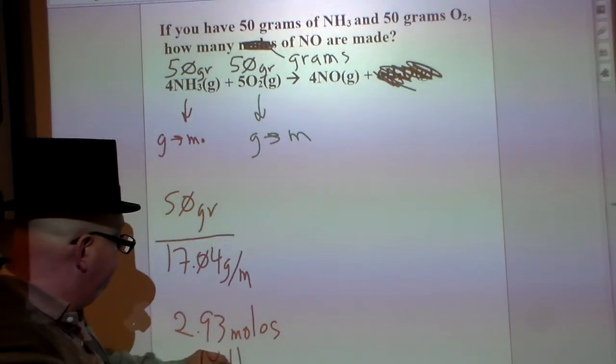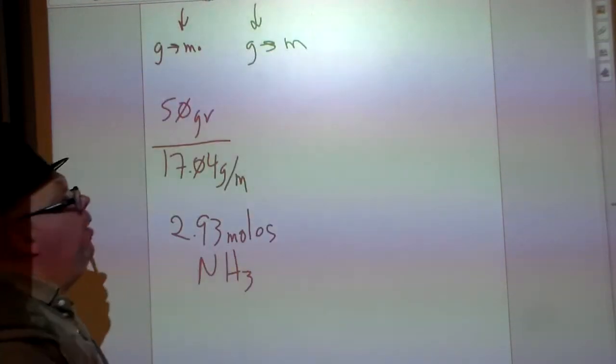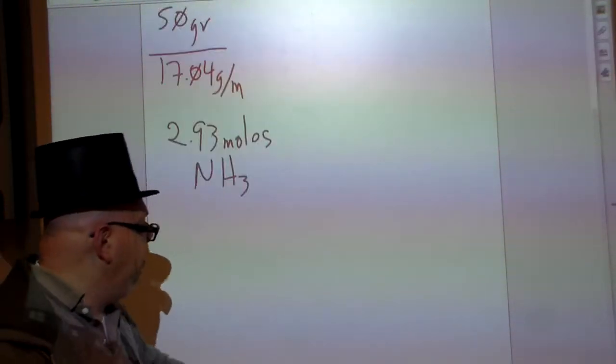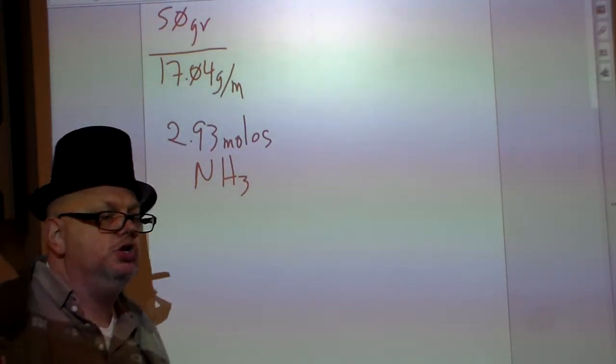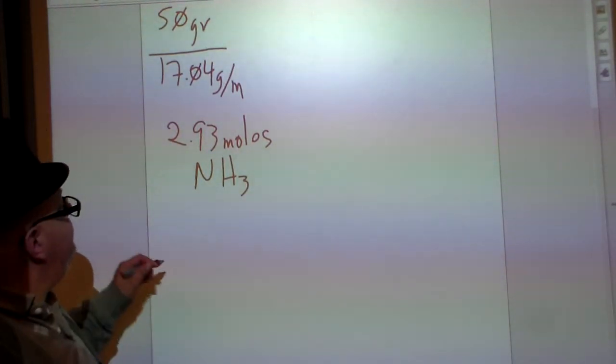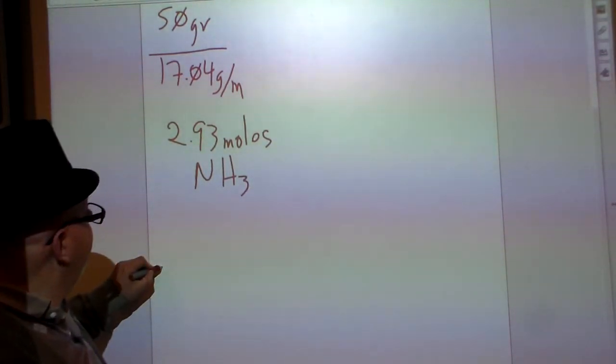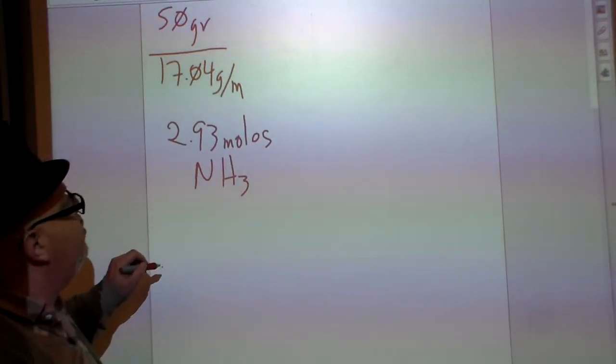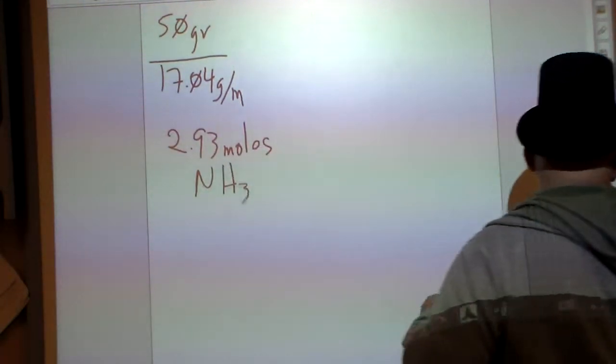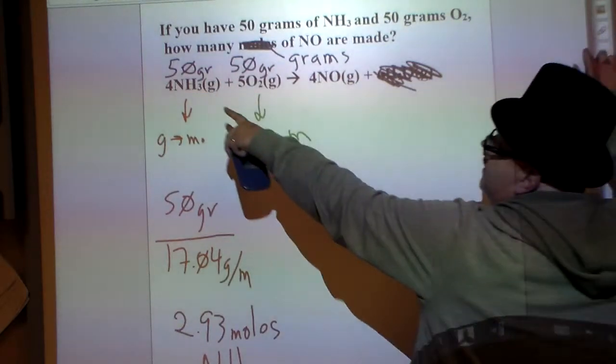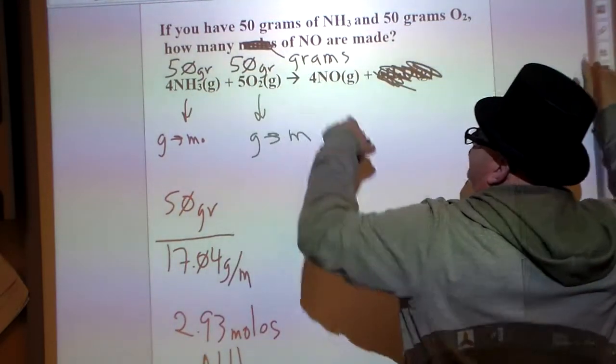of ammonia. Great. What else can I do with it? Well, let's see how much product I'm actually going to make. Okay, so I have 2.93 moles. So according to our reaction that we had earlier, and let me scroll that back so you can see, it's 4NH3 to 4NO.